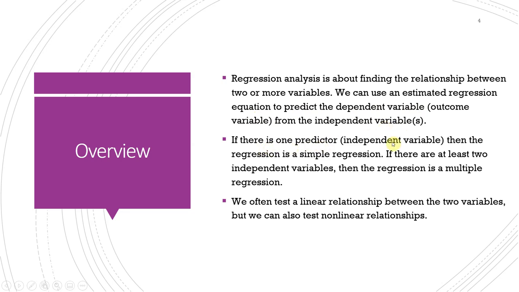If there is one predictor, which is called the independent variable, then the regression is a simple regression. If there are at least two independent variables, then the regression is a multiple regression. So in this chapter, we're only talking about a simple regression.